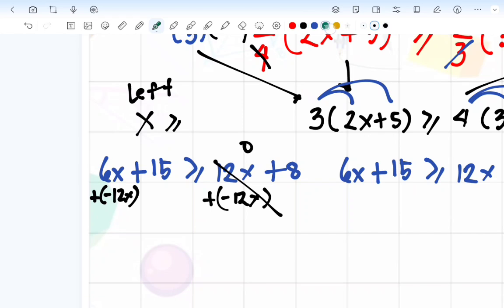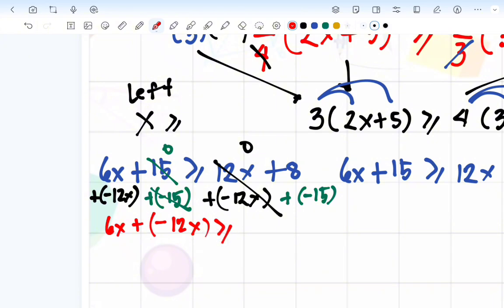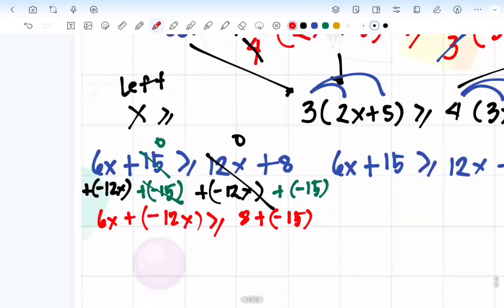Now we also have to take out the 15 so that it will become 0 by adding negative 15, and adding also the other side with negative 15. So this will become 0. What is left on this side is 6x plus negative 12x. On the other hand, we have 8 plus negative 15. We have 6x plus negative 12x is equal to negative 6x, less than or equal to 8 plus negative 15, which is equal to negative 7. Now here, our x is negative.